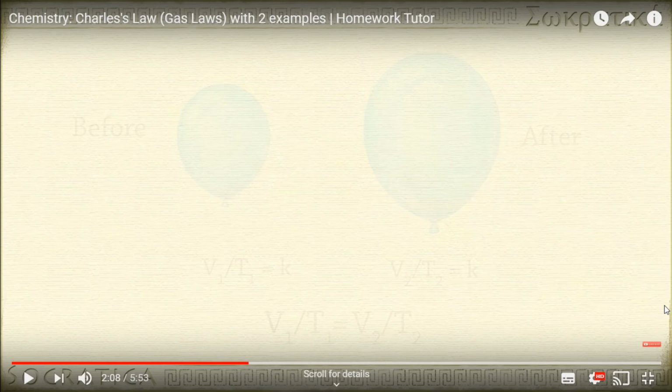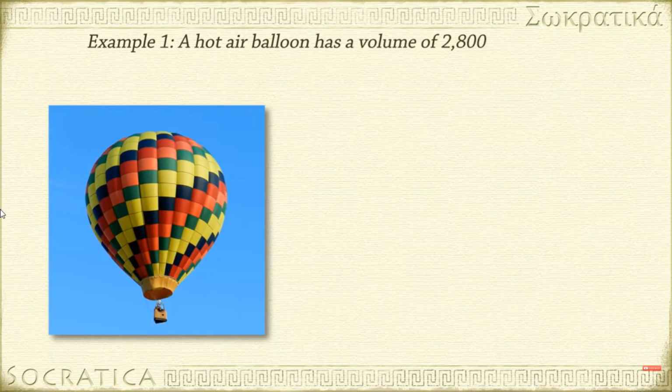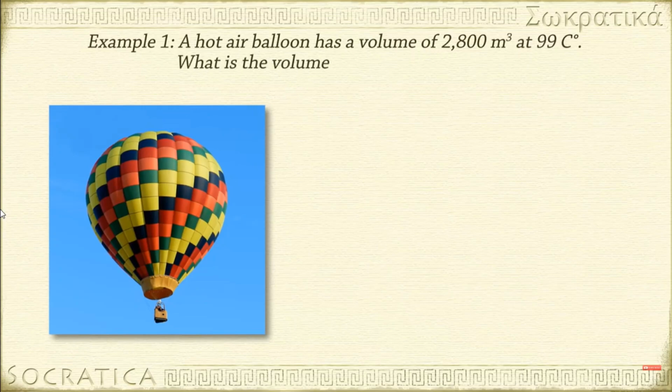So now we will look at a couple of examples of calculating with Charles' law. A hot air balloon has a volume of 2,800 meters cubed at 99 degrees Celsius. What is the volume if the air cools to 80 degrees Celsius?